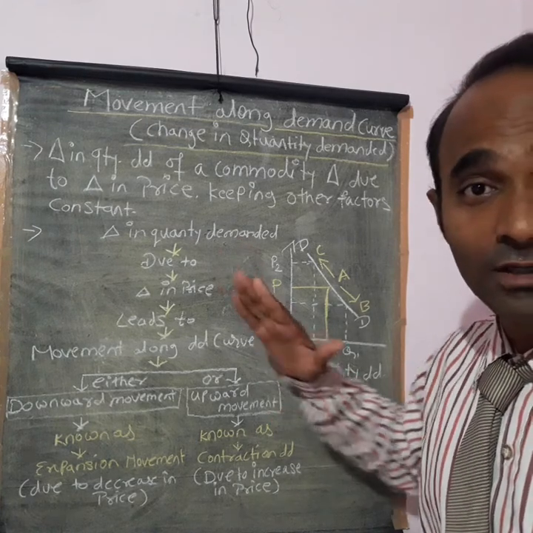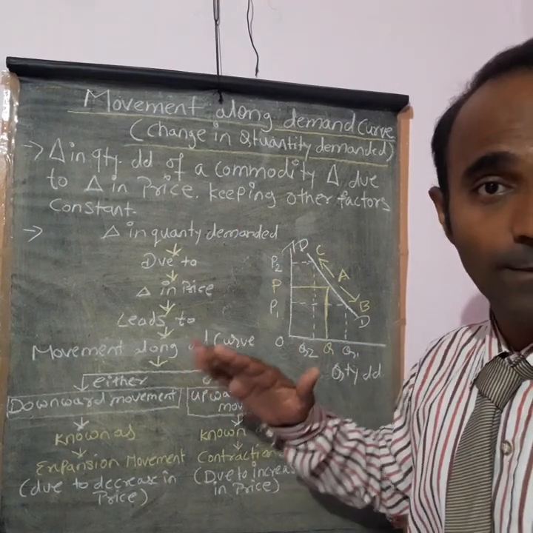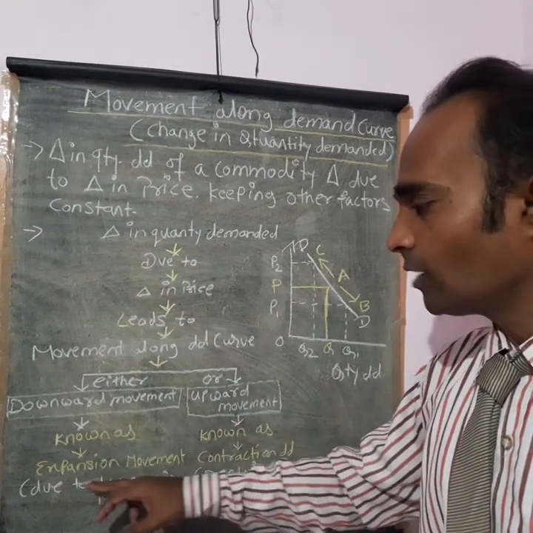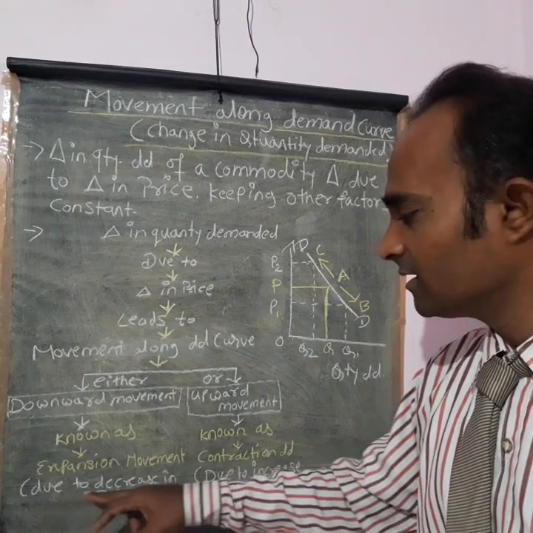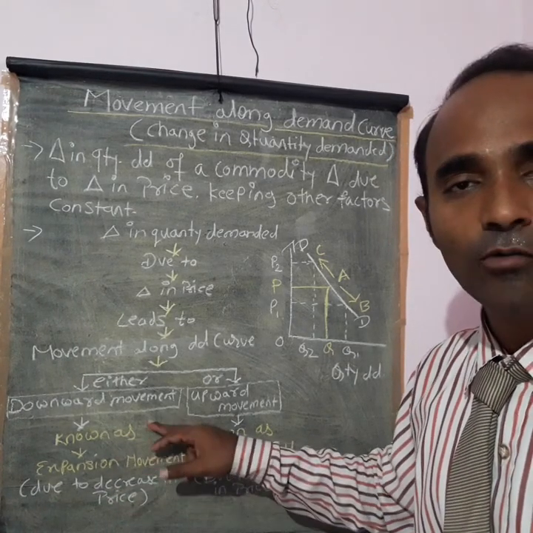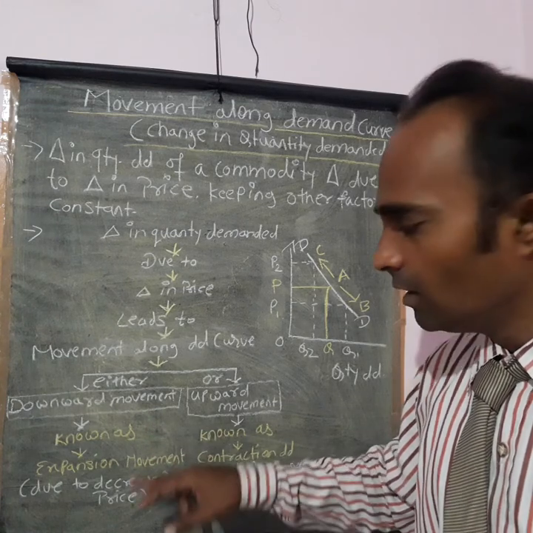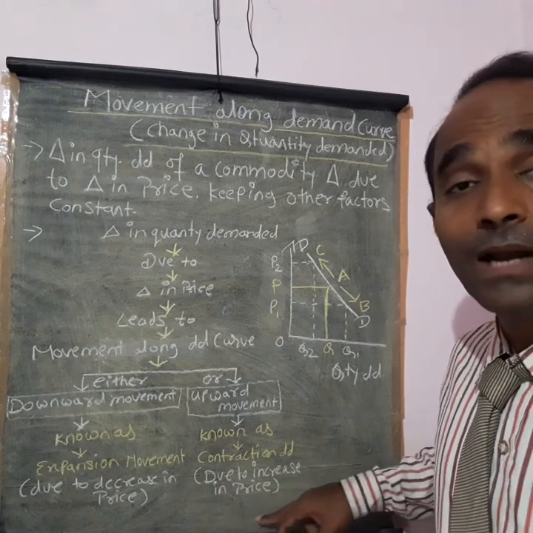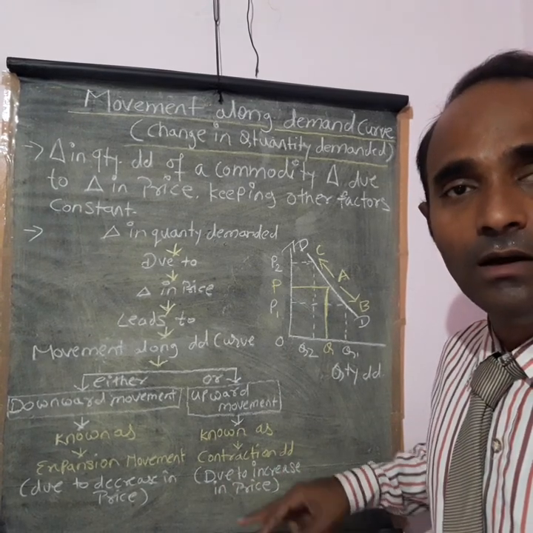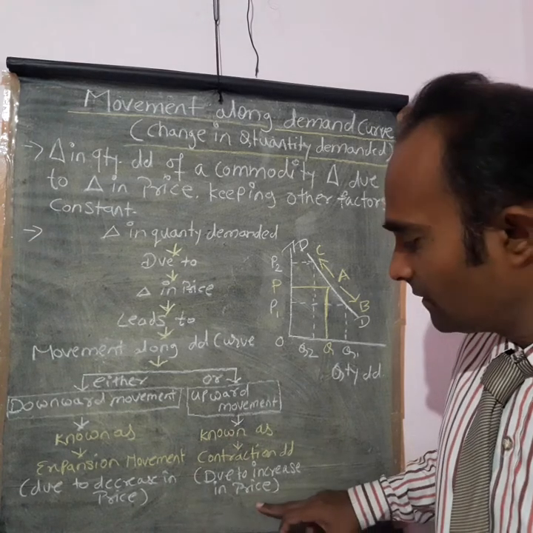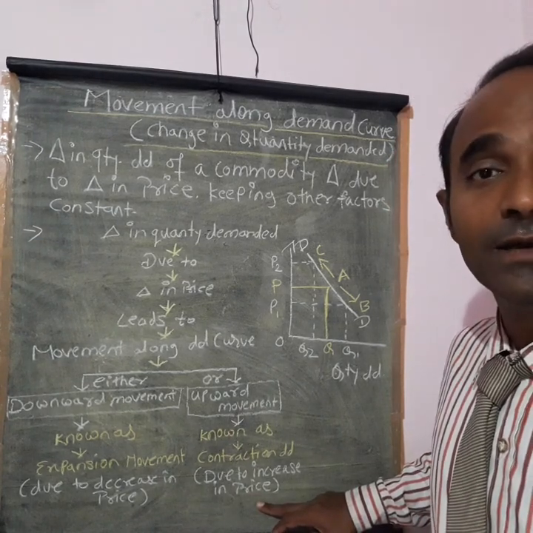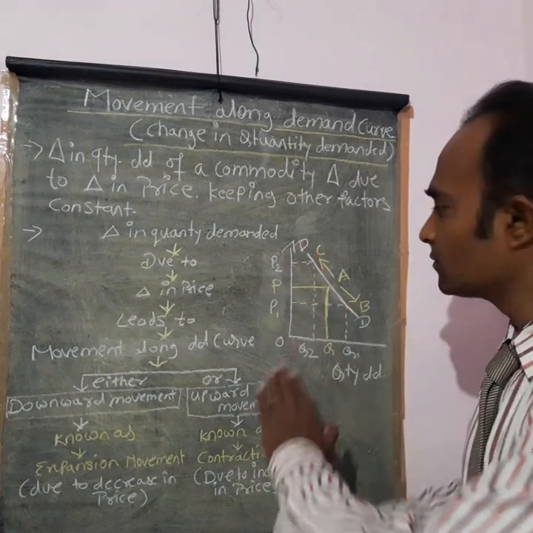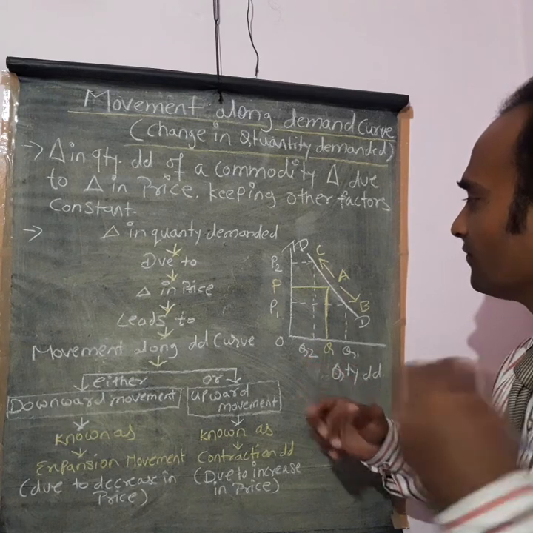Now you will realize what the upward movement is. The demand curve is always downward sloping, but what is the upward movement? You will see this on the diagram. The downward movement is also known as expansion, which is due to a decrease in price. So a downward movement shows expansion in demand, while an upward movement shows contraction in demand due to an increase in price. The same rule we are following here. An increase in price means demand contracts. It means quantity demanded decreases.